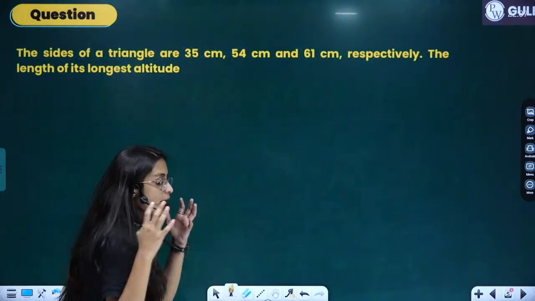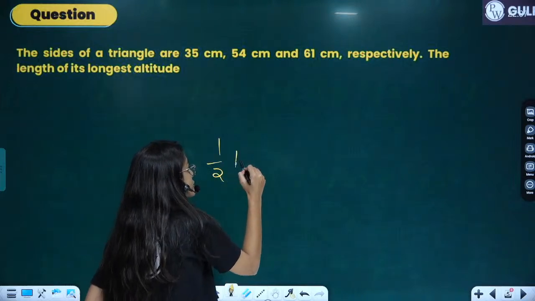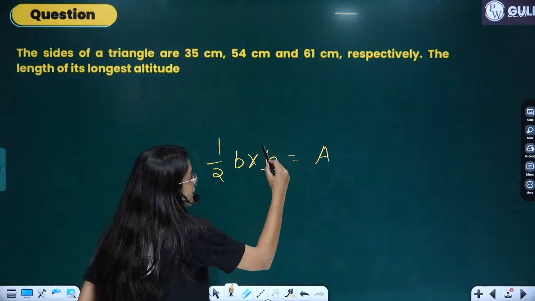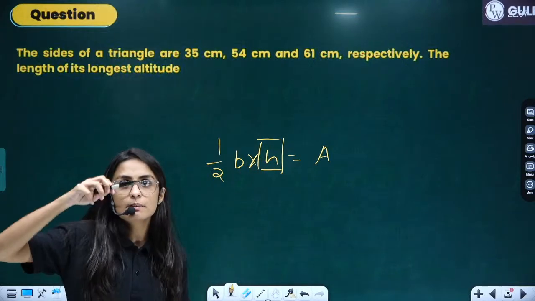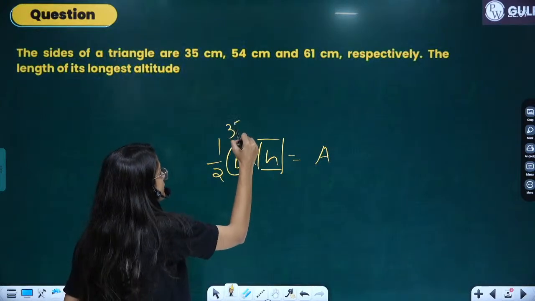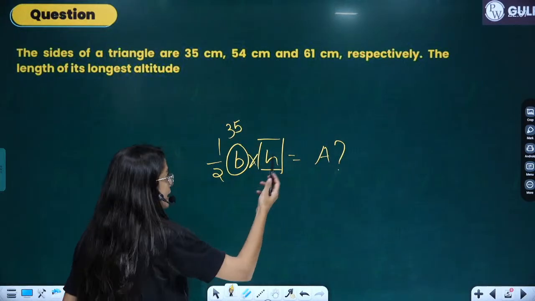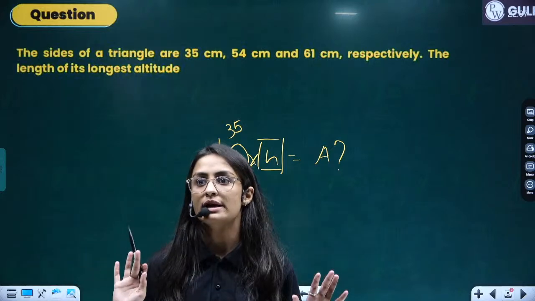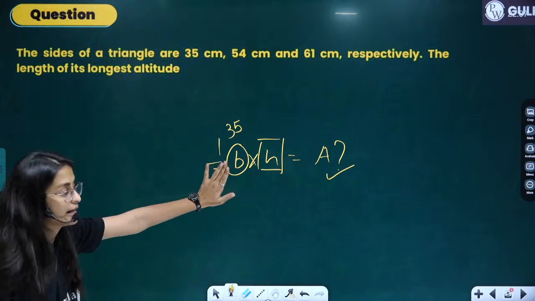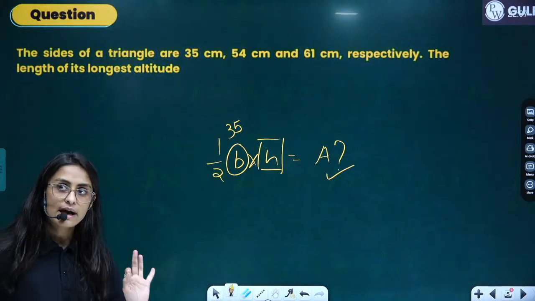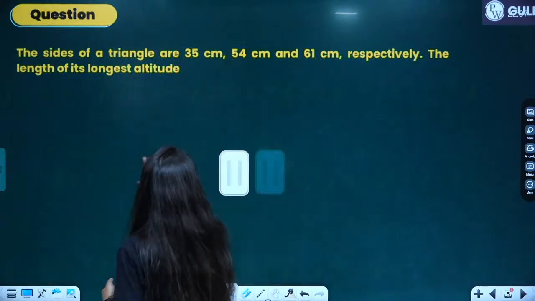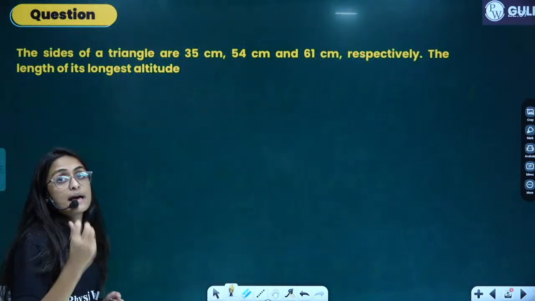See, up to here we have learned that area is half into base into height. Height will be the altitude over here. Considering this base as 35, if we find the area and substitute in this formula, can we find the height? Yes. So for that we need to find the area, and area can be found by Heron's formula, right?